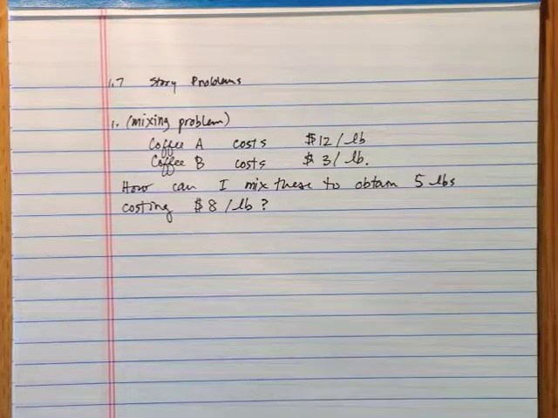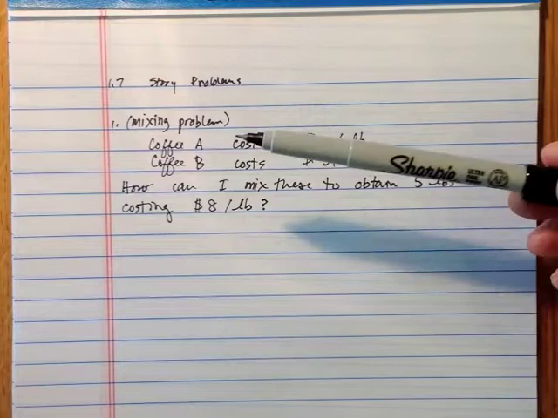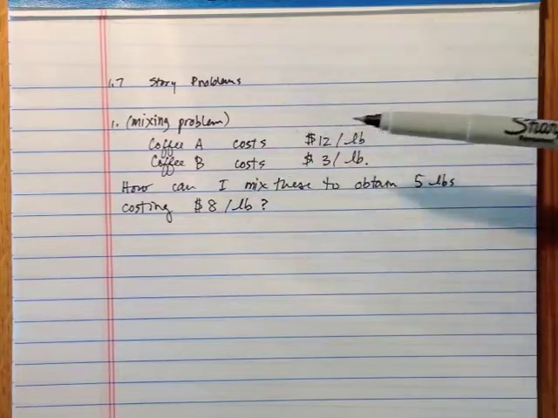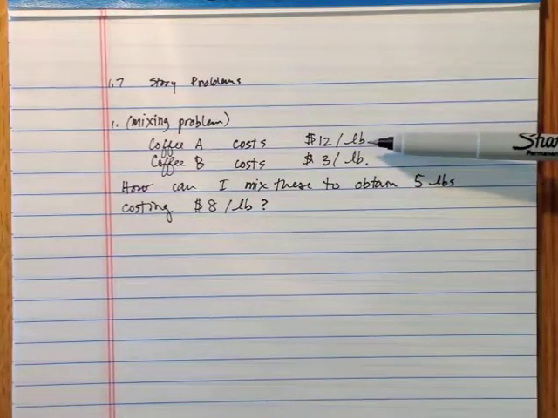So 1.7 is about story problems, and I thought I would just give you a couple of examples of story problems. So here's a mixing problem. Let's suppose that I run a coffee shop, and I've got two coffees in my storeroom, and I won't bother making up names. I'll just call them Coffee A and Coffee B. Let's say Coffee A costs $12 a pound.